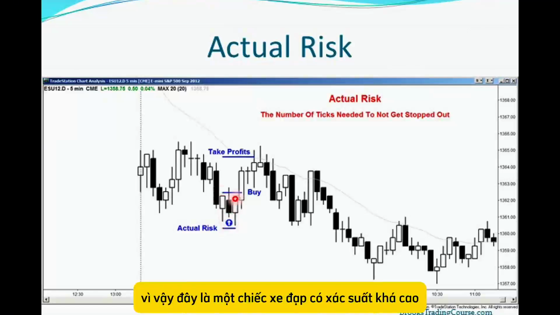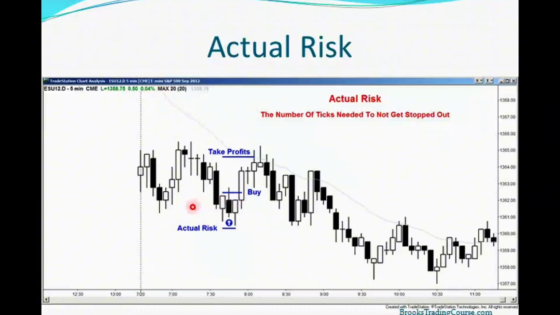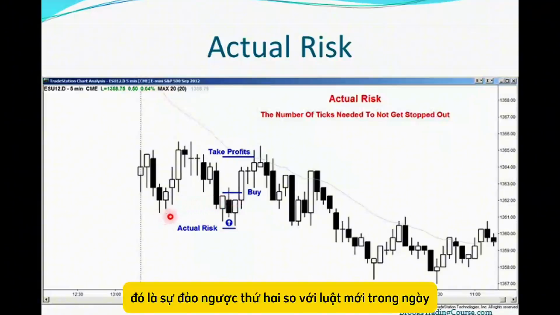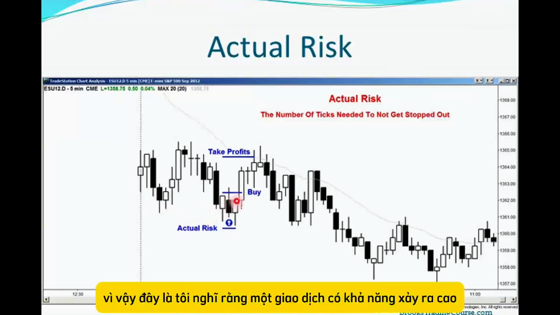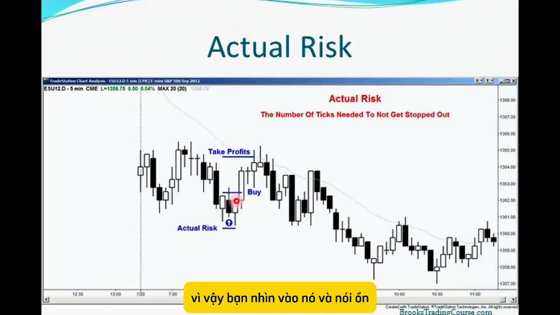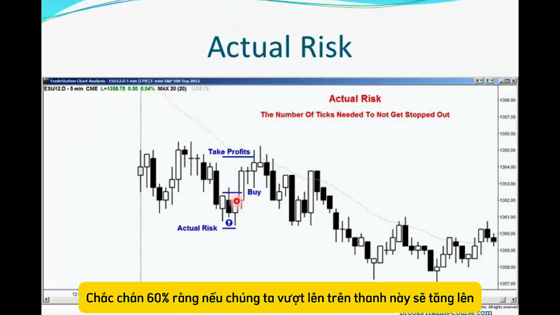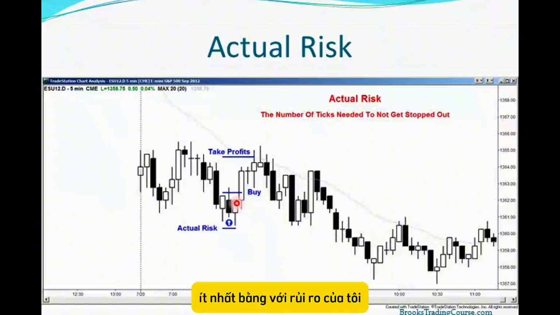So this is a fairly high probability buy signal. It's a second reversal from a new low of the day on a trading range day, and both signal bars were strong. So this is, I think, a highly probable trade. So you'd look at it and you say, okay, 60% certain that if we get above this bar, we'll go up at least equal to my risk. But what is your risk? Your initial stop was down here. It's unlikely you're going to get 1 time your initial risk because that would be way above the high of a quiet trading range day.